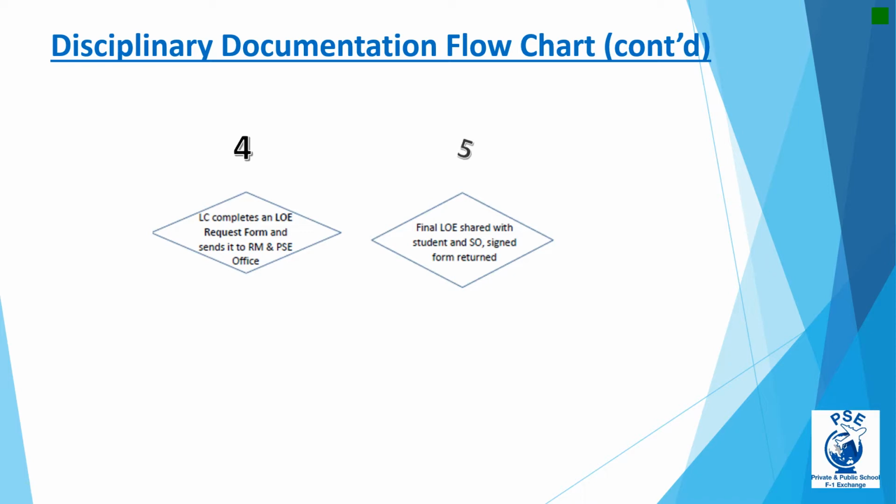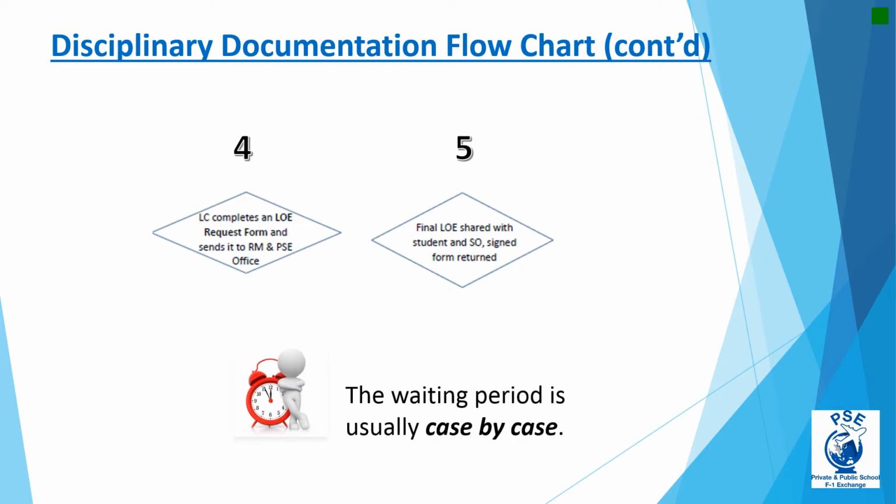Step 5. The final letter of encouragement is shared with the student and the sending organization, and the signed form is returned to the PSE office. The PSE office would also prefer to receive the signed forms back within a week. Then, we wait to see if improvement is made. The waiting period is usually case by case, but we wouldn't proceed to the next step without giving the student about a month to improve, unless it was a severe case.